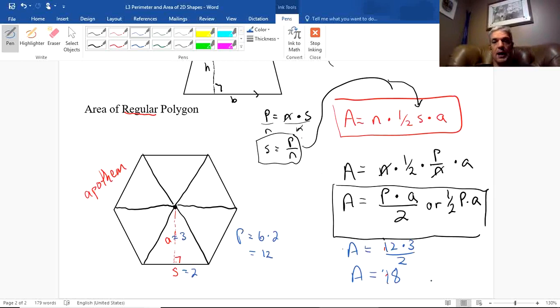So I've attached some worksheets for you to practice with respect to perimeter and area. You probably won't find this really difficult, but some new stuff, mostly stuff you've done in the past.